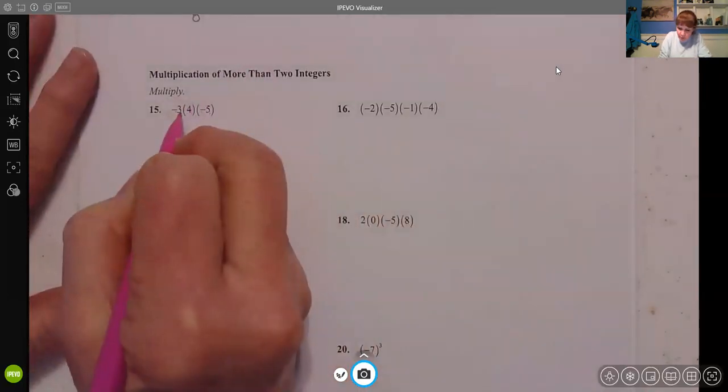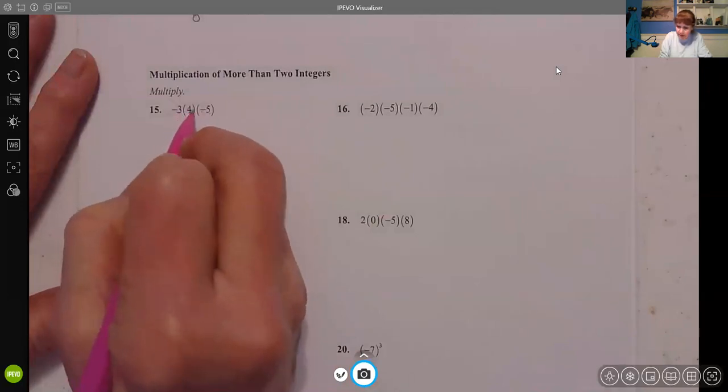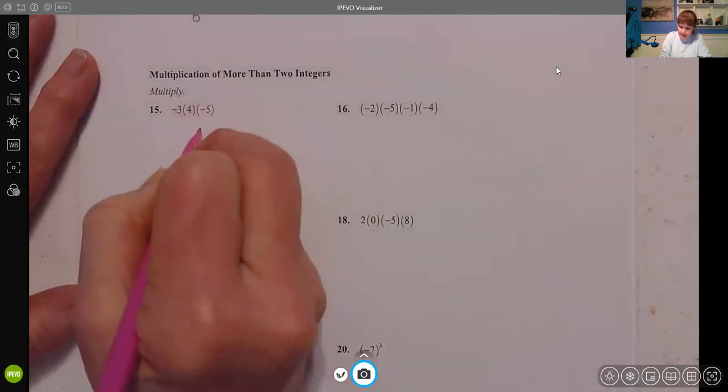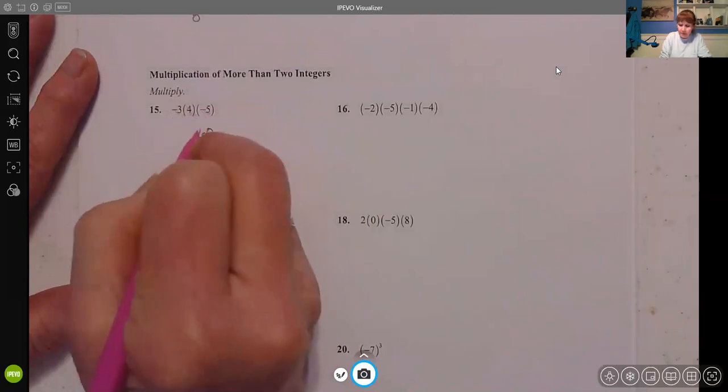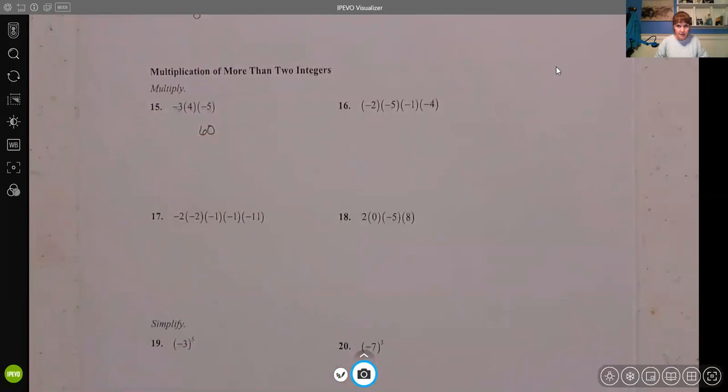So here you can multiply in order. So you get 12 times 5 is 60. And I know it's positive because I have 2 negatives, which is even.